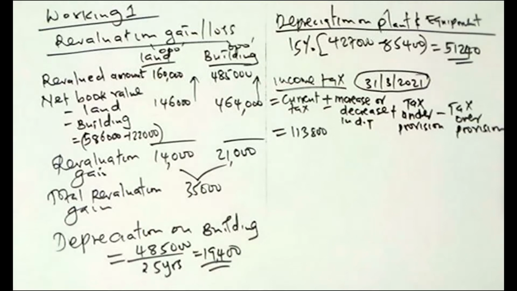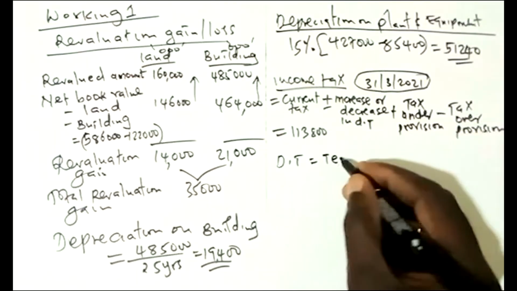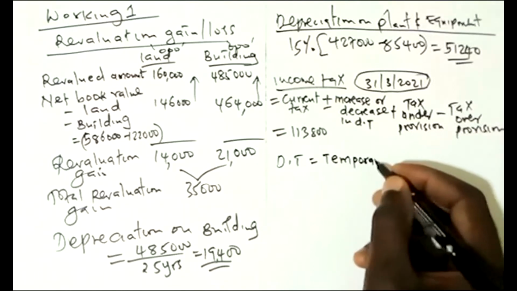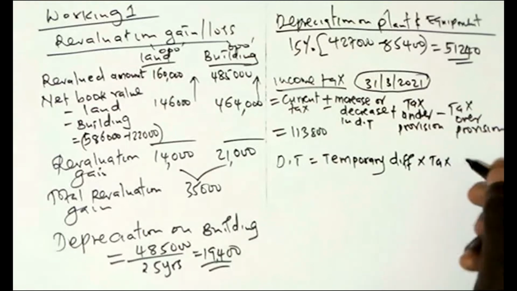In this question, they never provided the deferred tax directly, so that you can determine if there's a deferred tax asset or liability. But you need to understand that IAS 12, accounting for income taxes, covers both current tax and deferred tax. We always say that for you to get deferred tax, deferred tax is equal to the temporary difference times the tax rate.